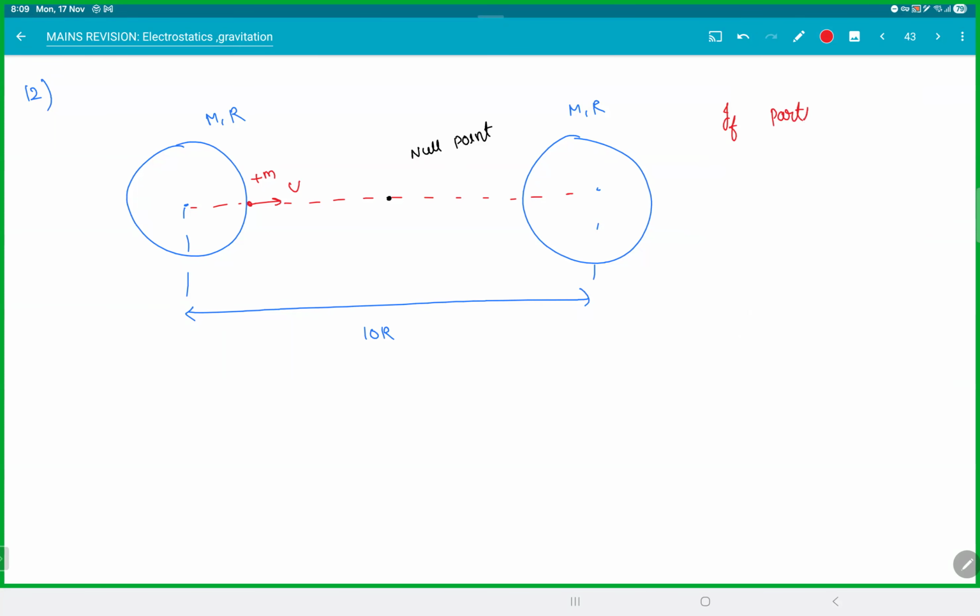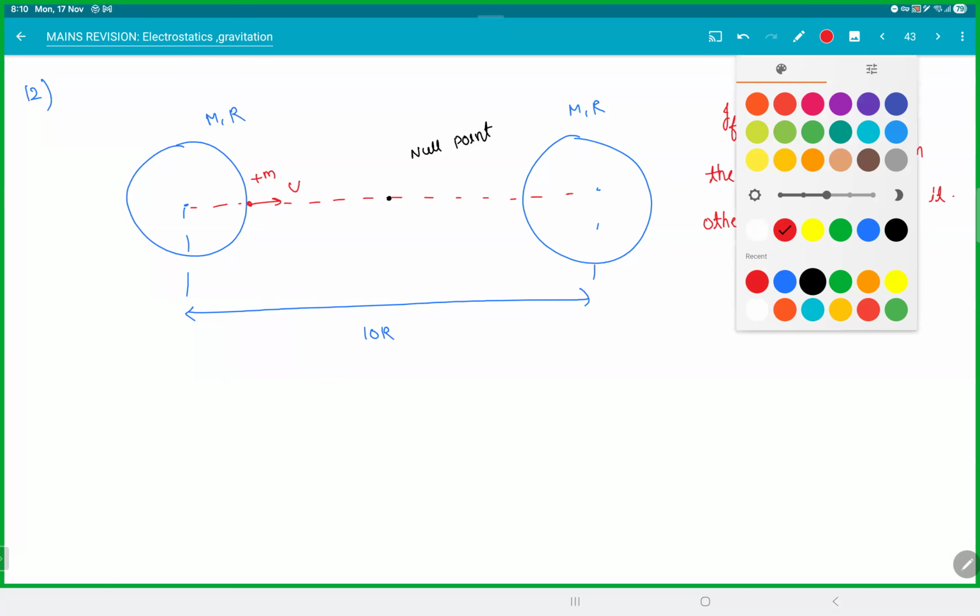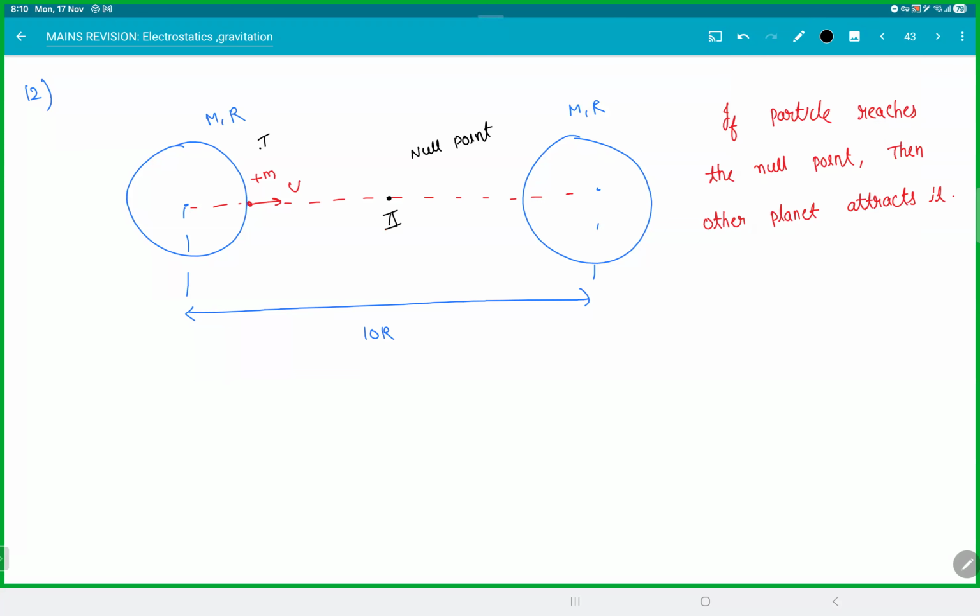So if the particle reaches the null point, the other planet will attract it towards it. So you need not give energy after that, it goes off automatically. So if the masses are not equal, it will not be the center. So this is your state 2 and this is state 1. Till here people realize also. Then people go up here.